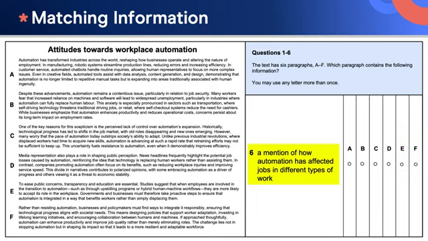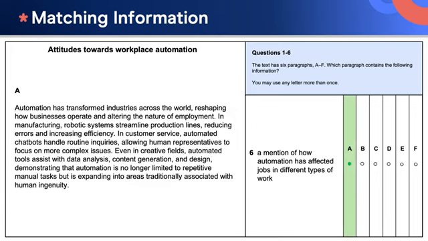The last question in this section asks, which paragraph contains a mention of how automation has affected jobs in different types of work? So we're looking for a mention. The answer is in paragraph A. Did you find some of the keyword synonyms? Look at the first sentence. It says, automation has transformed industries. This wording has a similar meaning to the words affected and different types of work used in the question.